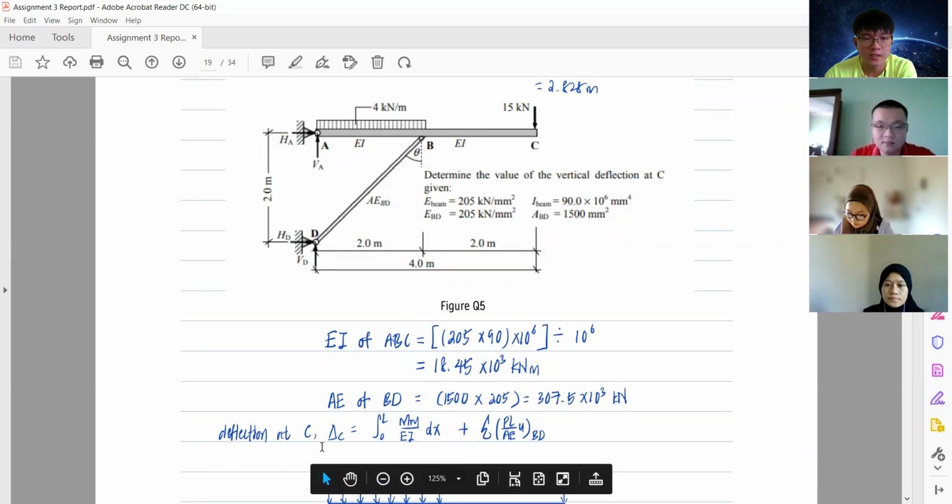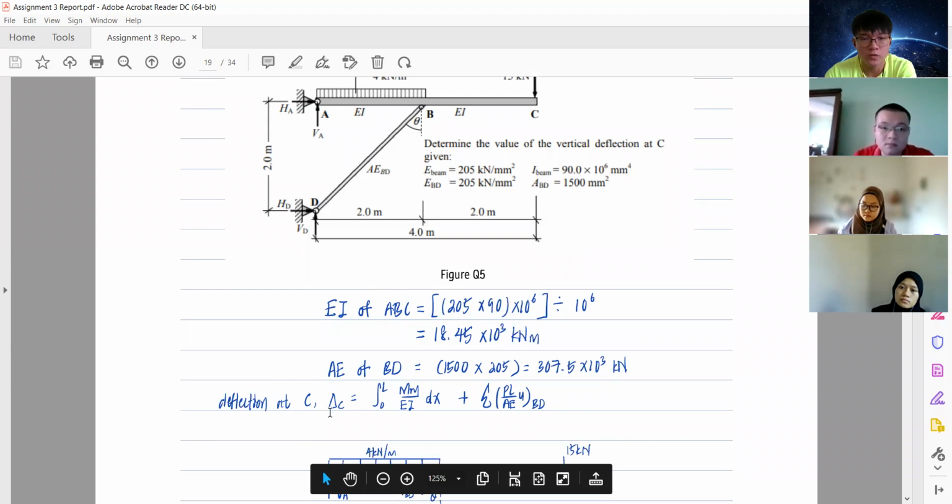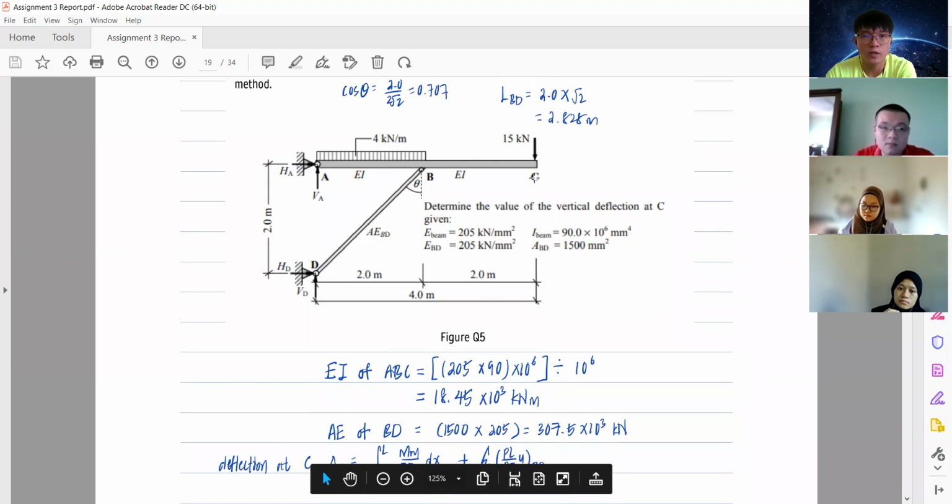So the deflection at C, the general equation is this: the integration from 0 to L, where L is the length of this beam ABC, of the multiplication of moment over EI, plus the summation of PL over AE times the unit load of the pin member BD. So this is the general equation that we use to find the vertical deflection at point C.